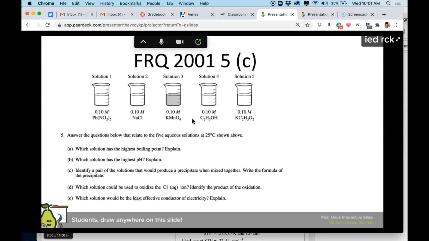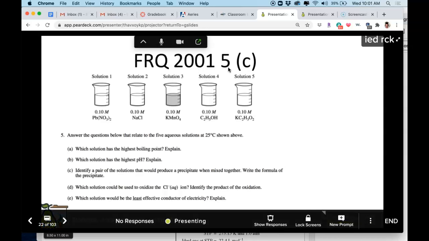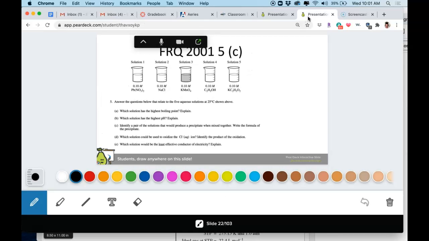Part of that question, we remember we did this. We did one of these practice free response questions last time, and we did part E. Now we're going to do part C. It says identify a pair of the solutions that would produce a precipitate. That means solid when mixed together.